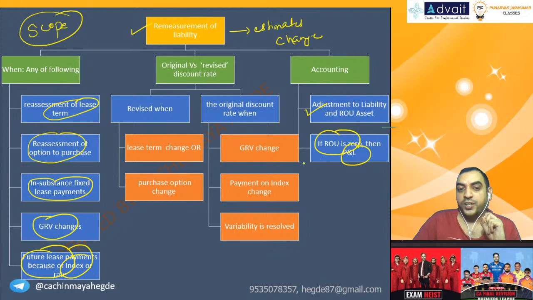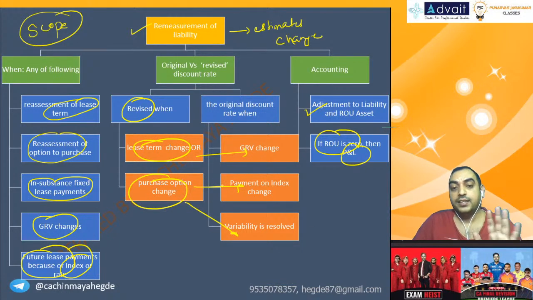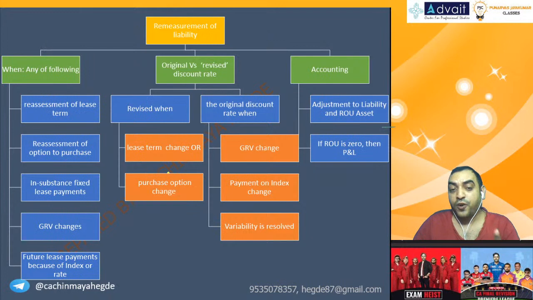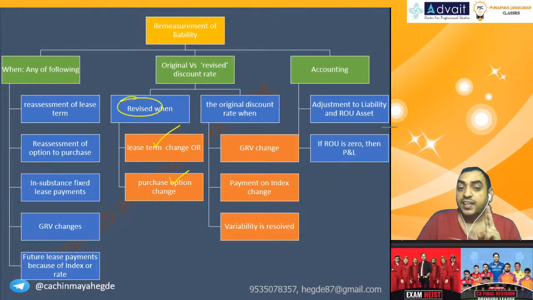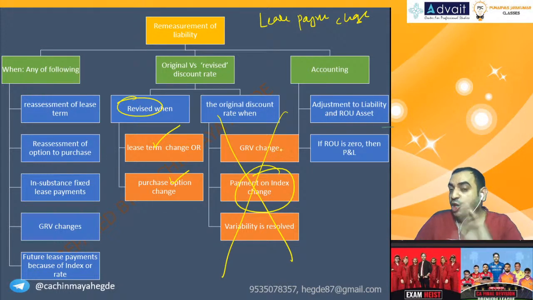Now, which rate of interest should be used? For lease term change or purchase option change, you take a revised rate. In all other cases, you go for the original discount rate only. Don't try to remember both, remembering both will confuse you. Remember only one: revised rate for lease term and purchase option. Remaining are all original discounting rate. If lease payment changes, lease payment change is not here. See, payment on index change is different. That is index change, not lease payment change.